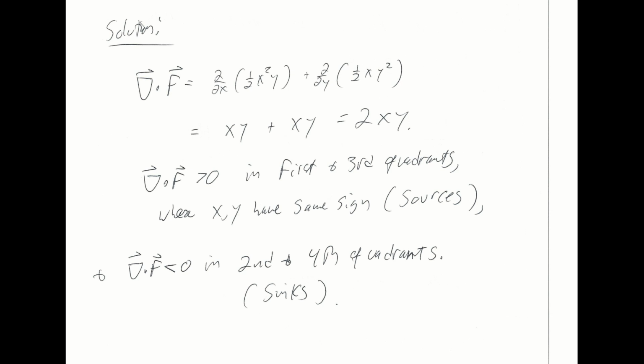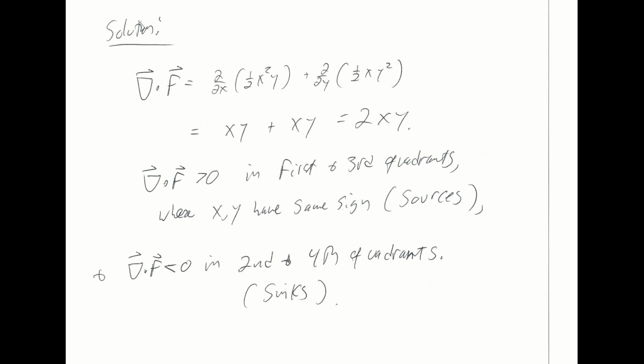So this is our divergence, 2xy. It is not constant. It's going to have a different value for different points, xy pairs in the plane. So where is it going to be positive and where is it going to be negative? Well, it's going to be positive anytime that x and y have the same sign. So if x and y are both positive, or if x and y are both negative, then we are going to see a positive divergence for this vector field.